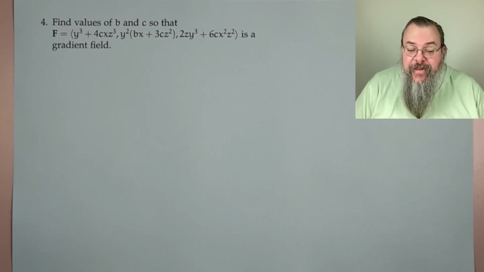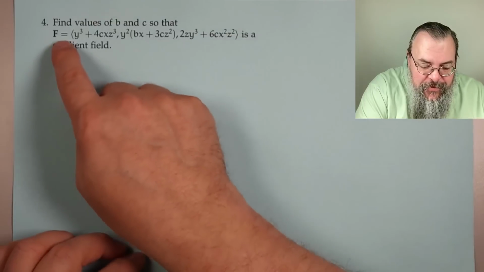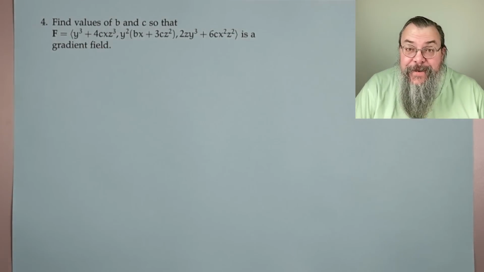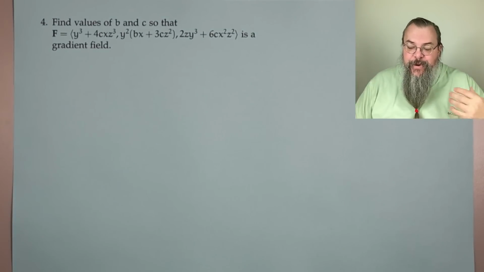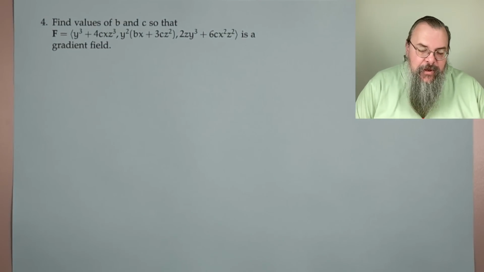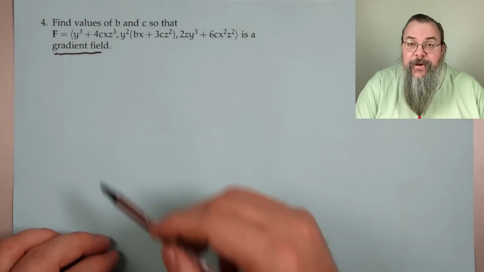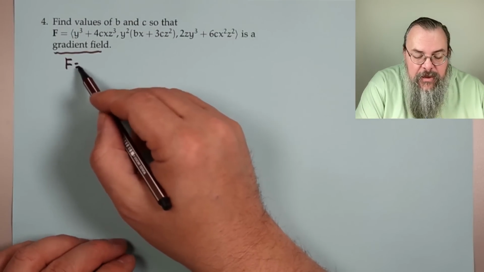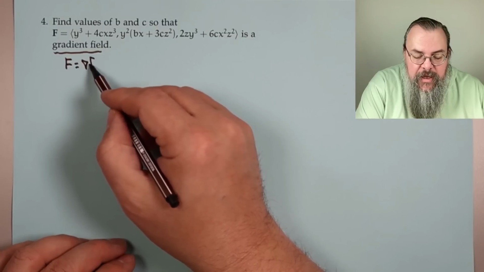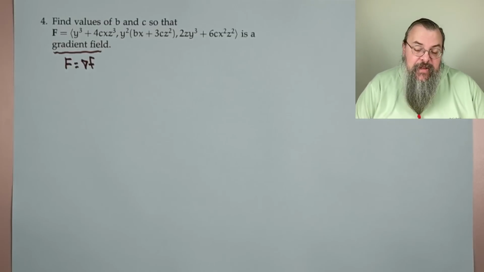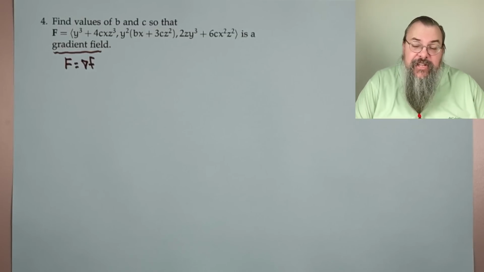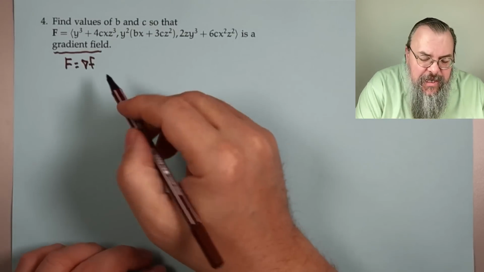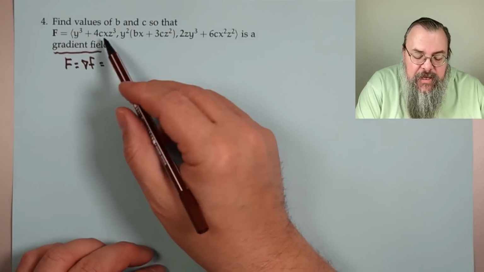Find values of B and C so that we have this vector field, or vector valued function, and we want it to be a gradient field. Okay, so let's remind ourselves, what does it mean to be a gradient field? A gradient field, or just a gradient vector valued function, means that this capital F looks like the gradient of some little f. So there's a potential function out there. Now, it's not asking us to find the potential function. We could figure out what potential function would make it work, and what it would force on the values of B and C.